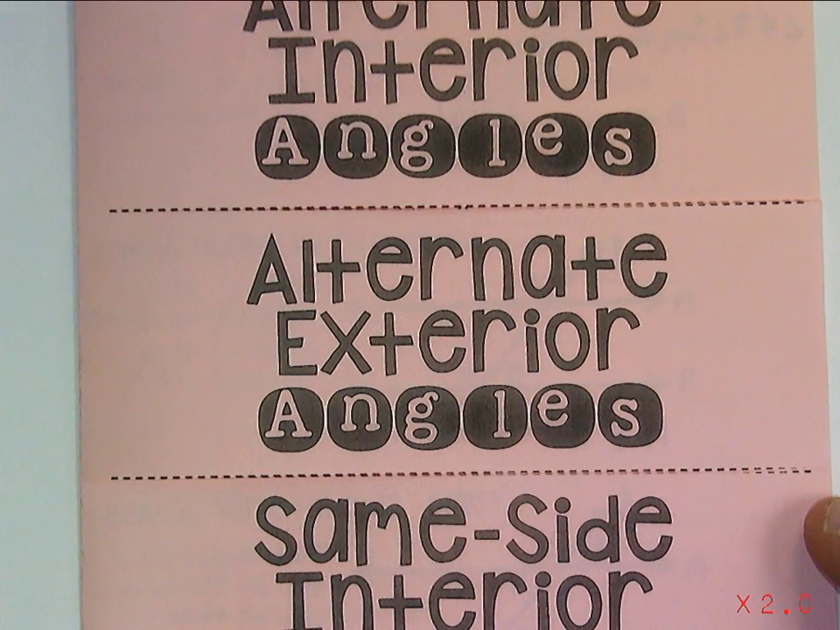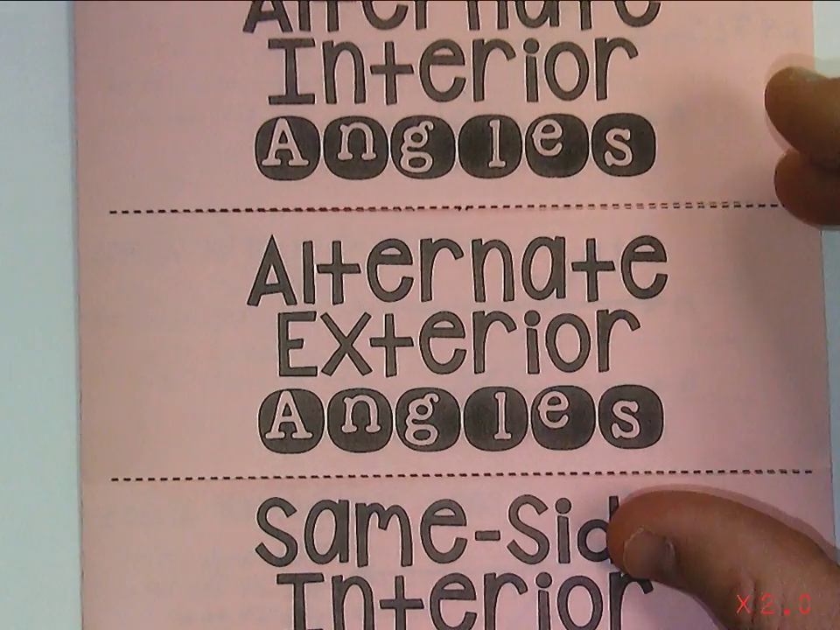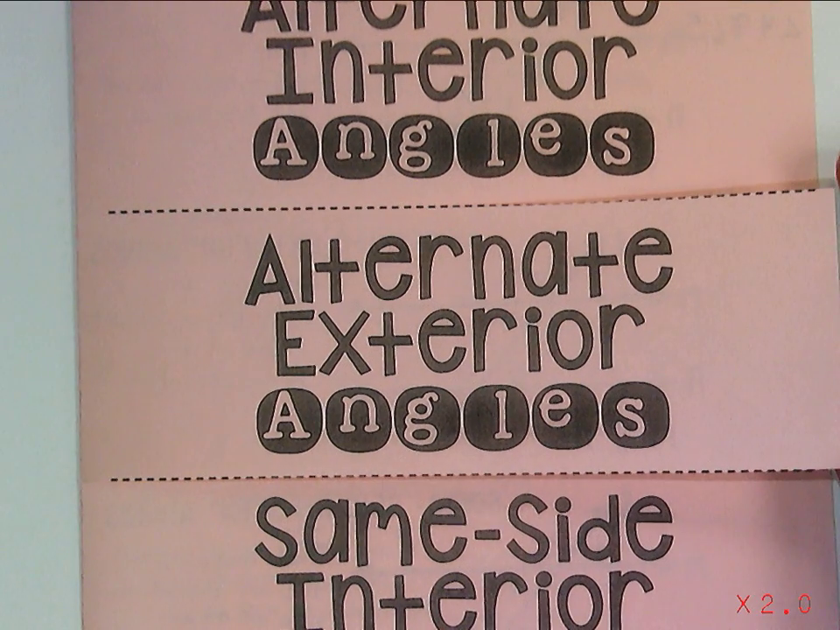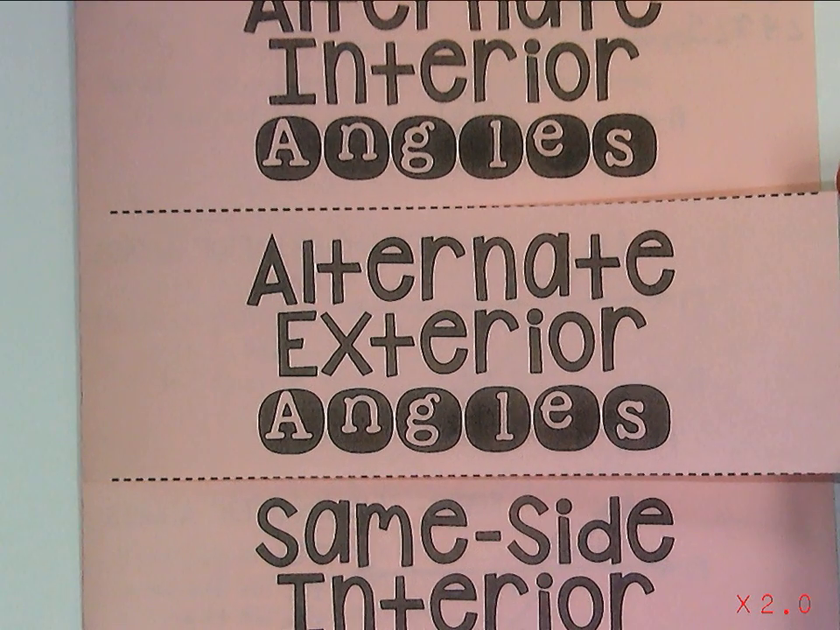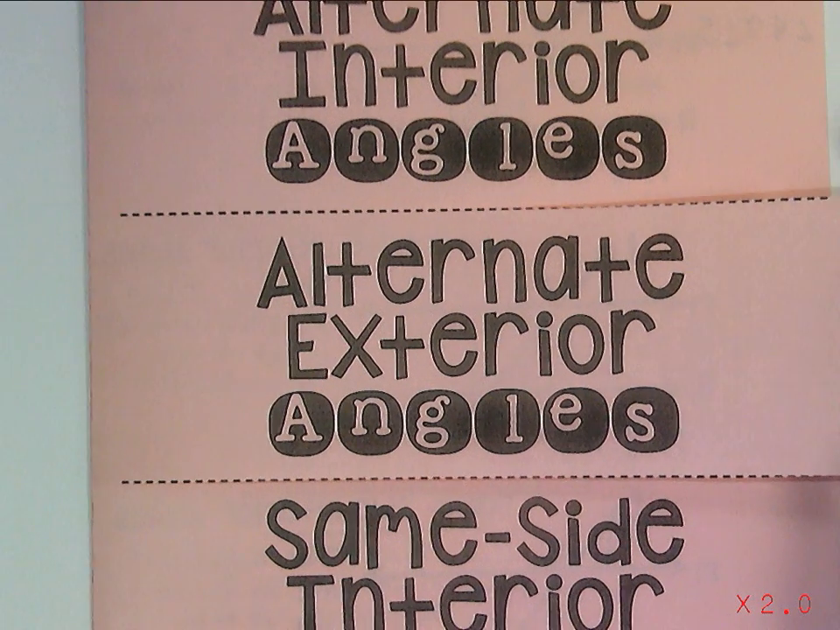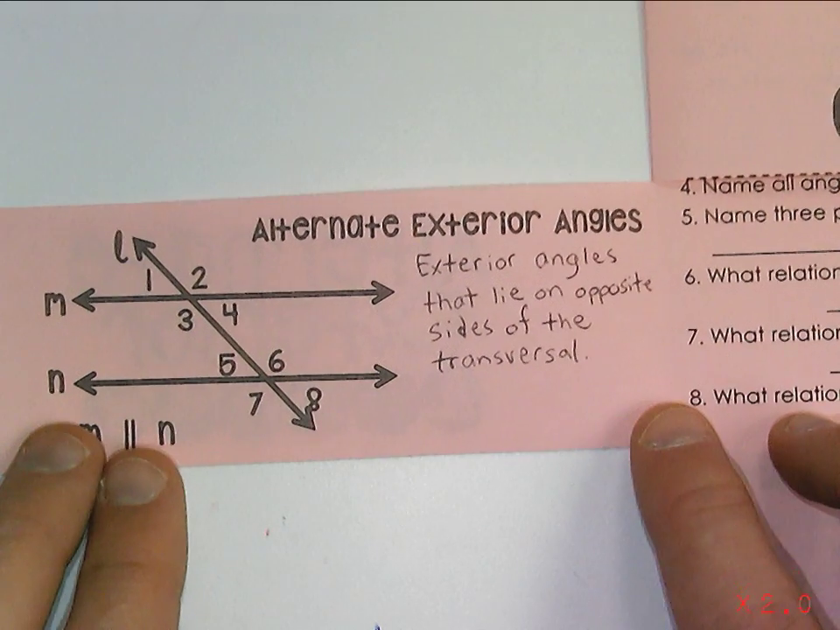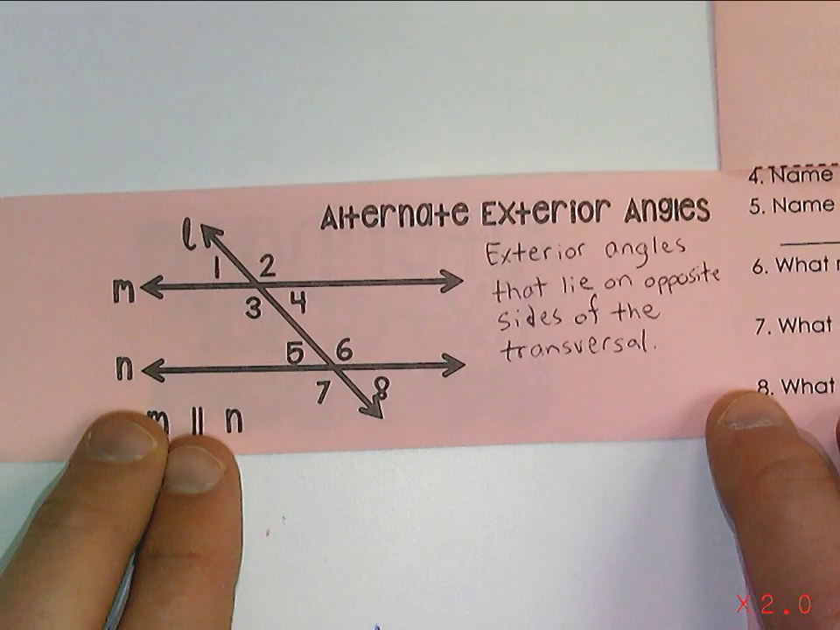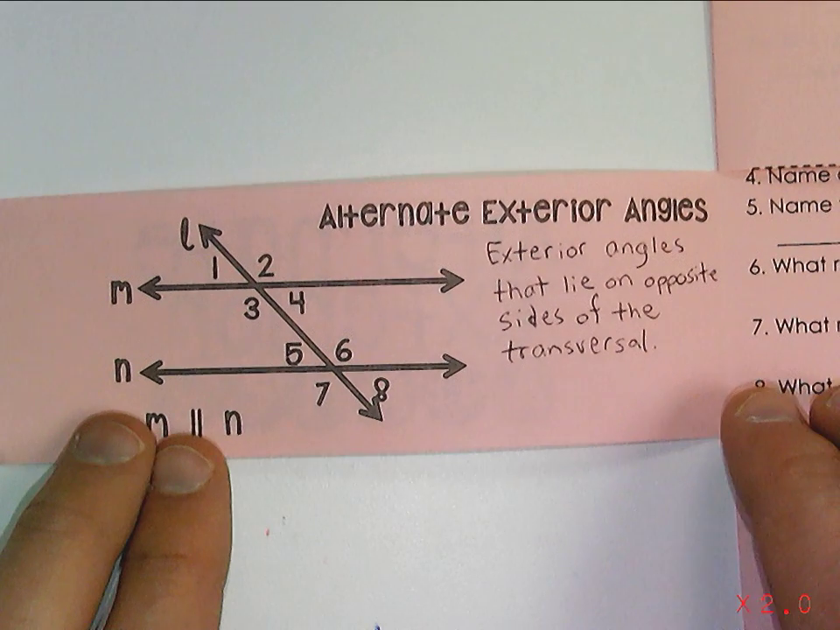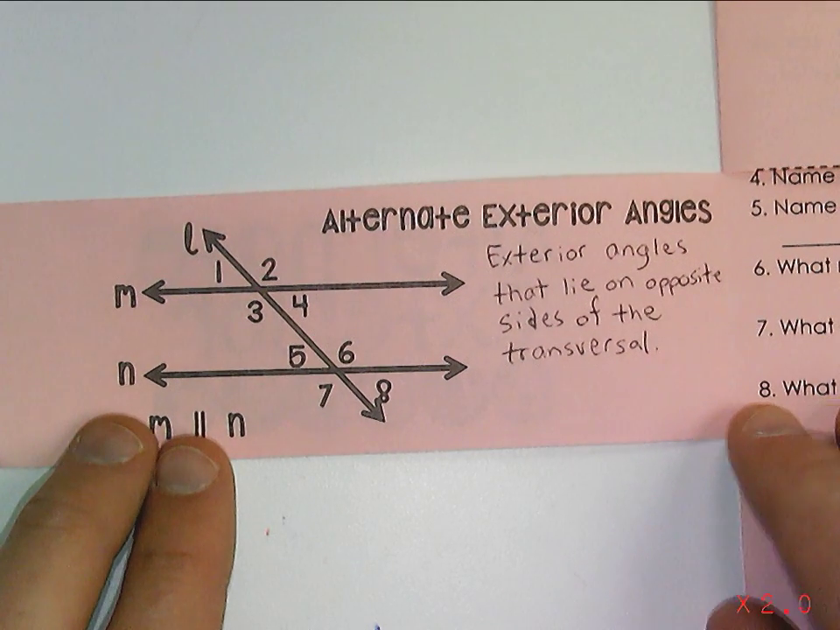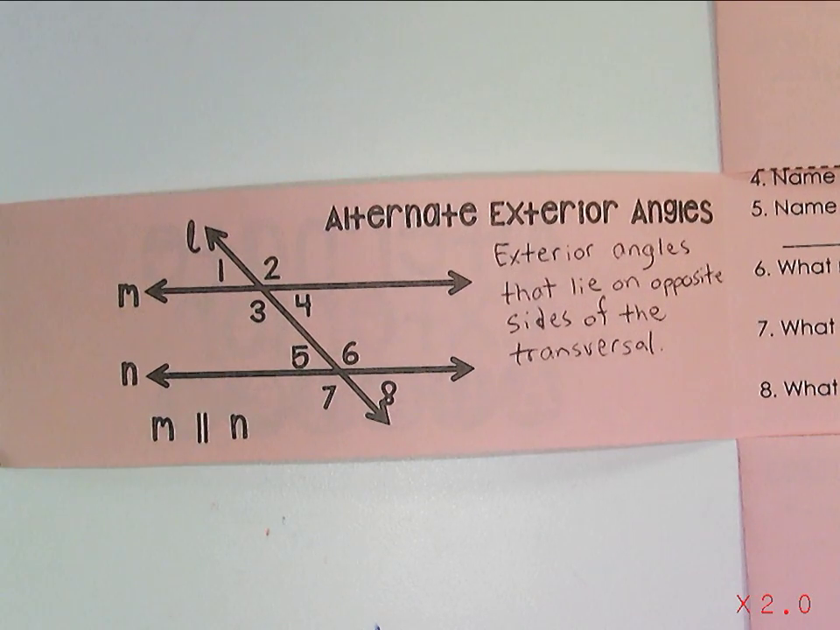Then, following suit, we would have alternate exterior angles. So you can probably guess that these are going to be angles on opposite sides that are on the outside of the transversal. And our definition says here, exterior angles that lie on opposite sides of the transversal. So we're looking at exterior now. So 1, 2, 7, and 8 are what we're looking at here.